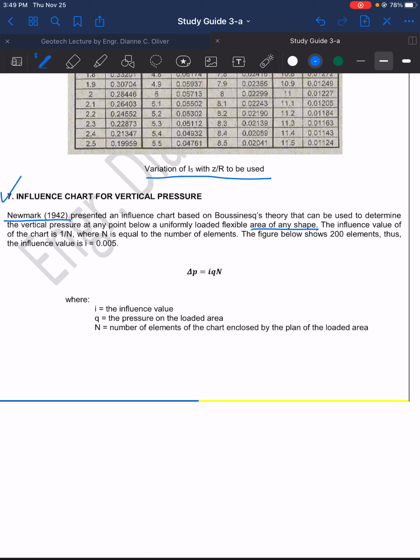The influence value of the chart is 1 over n, where n is equal to the number of elements. The figure below shows 200 elements, thus the influence value is, so given I is equal to 0.005. So this is the formula for influence chart, using influence chart by Newmark. So we have delta P is equal to IQN, where I is the influence value, Q is the pressure on the loaded area, and then we have N as the number of elements of the chart enclosed by the plan of the loaded area.